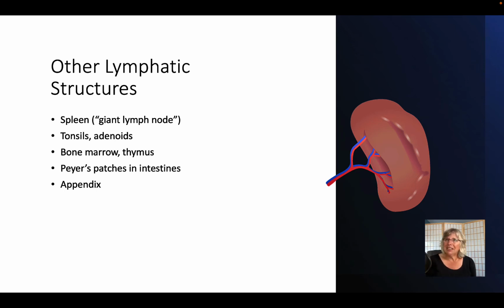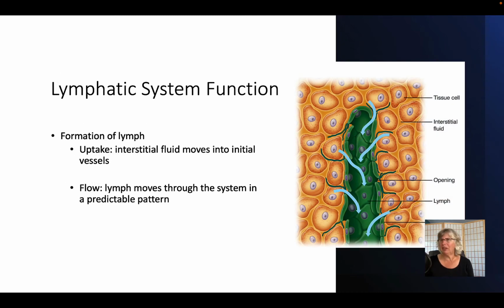And interestingly, the appendix, the vermiform appendix, that little organ we used to call vestigial that hangs off of the cecum of the large intestine, is now considered a reasonably important piece of lymphatic tissue. One theory about the appendix is that it may house our colonies of healthy bacteria that help us to maintain a functional microbiome in our digestive system. So these are all types of lymphatic structures.